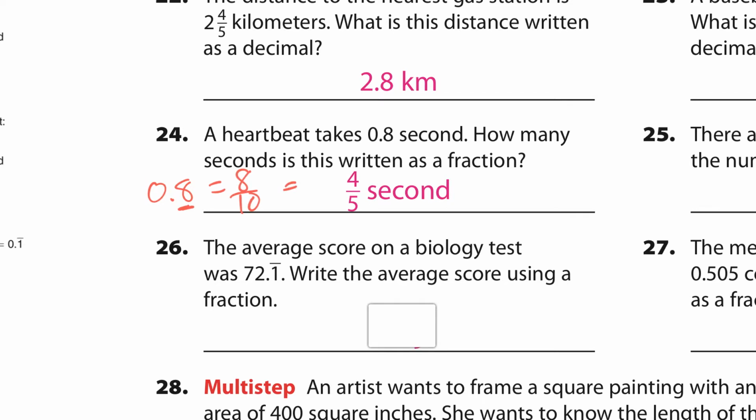The next one: the average score on a biology test was 72.1 with the 1 repeating. The average score using a fraction. Okay, so we have the 72. Now, if we have just 0.1, let me show you something. 0.1 is 1/10. But if you have 0.1 with a bar over it, that is 1/9.